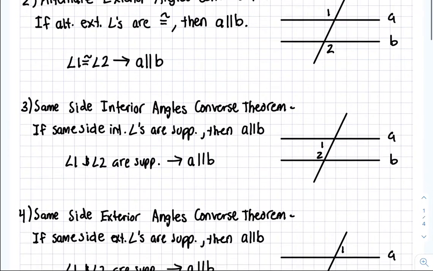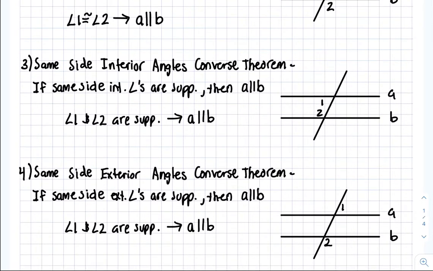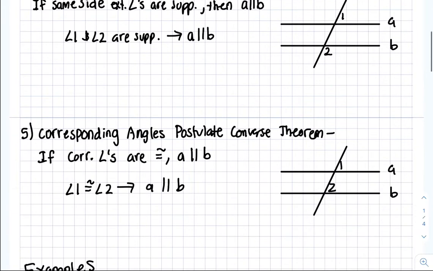Now, for the same side exterior angles converse theorem, remember, converse is the reverse. If we happen to find that the same side exterior angles are supplementary first, then we can prove that A and B are parallel. So if angle 1 and angle 2 are supplementary, then we know A and B are parallel. Number 5, same thing, the corresponding angles postulate converse theorem. If we happen to find that corresponding angles are congruent first, then we can say A and B are parallel.